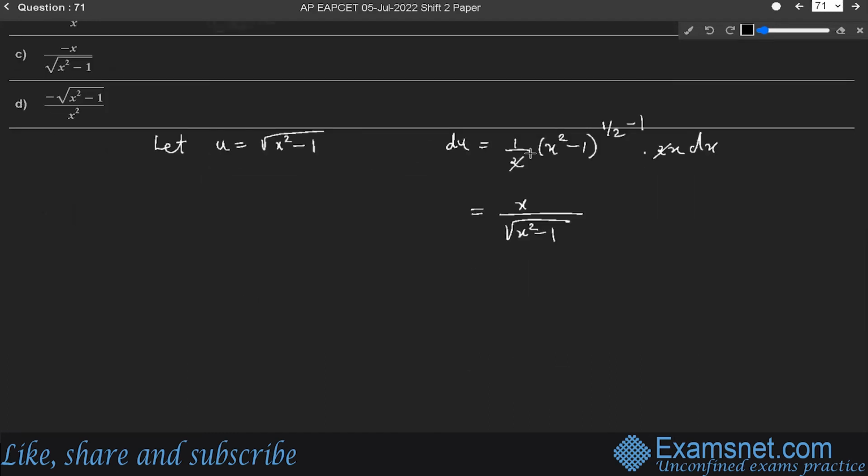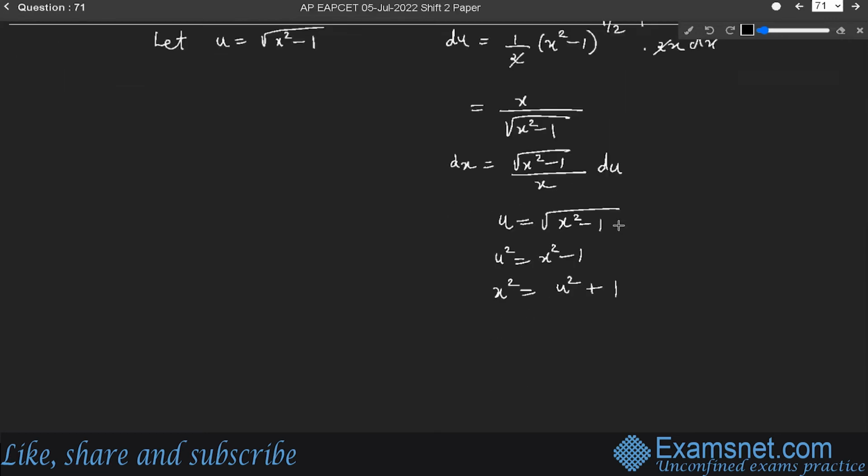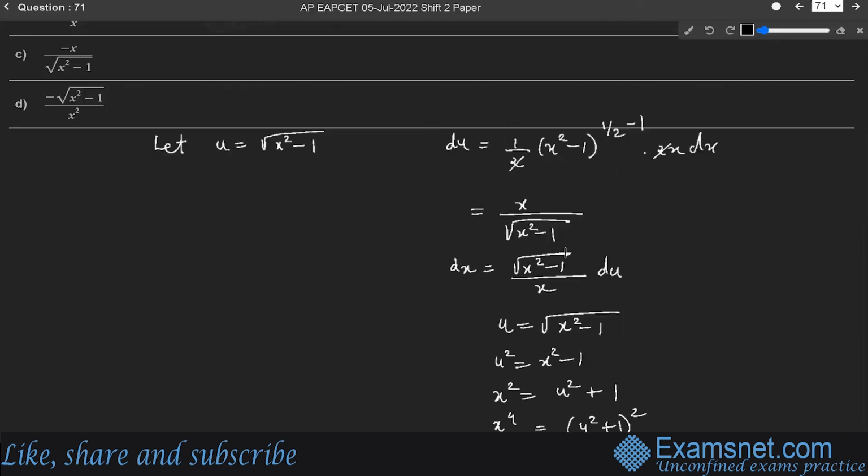Therefore, we can say that dx will be equal to under root of x square minus 1 upon x into du. And we know that u is equal to under root of x square minus 1. So squaring both the sides, u square will be equal to x square minus 1. So x square will be equal to u square plus 1. Therefore, again squaring on both the sides, x power 4 will be equal to u square plus 1 whole square. We have all the values.